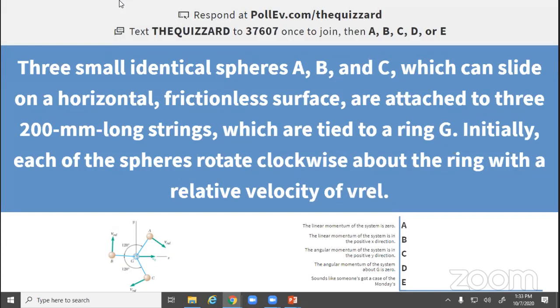Is it A, that the linear momentum is 0? B, that the linear momentum is positive in the x direction? C, angular momentum of the system is in the positive y direction? D, the angular momentum of the system about G is 0?